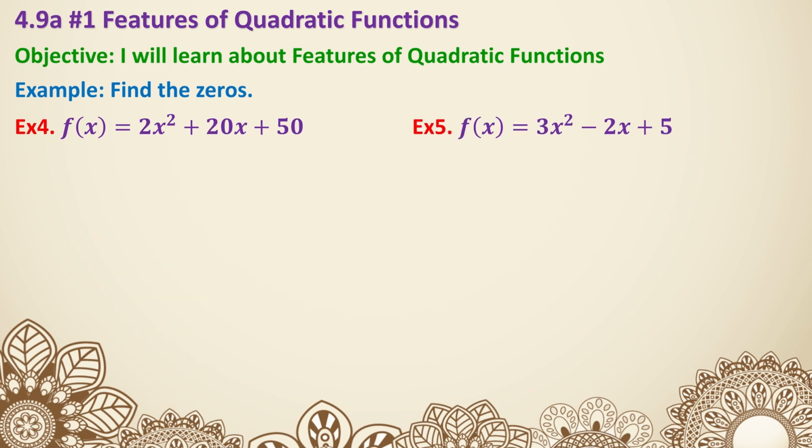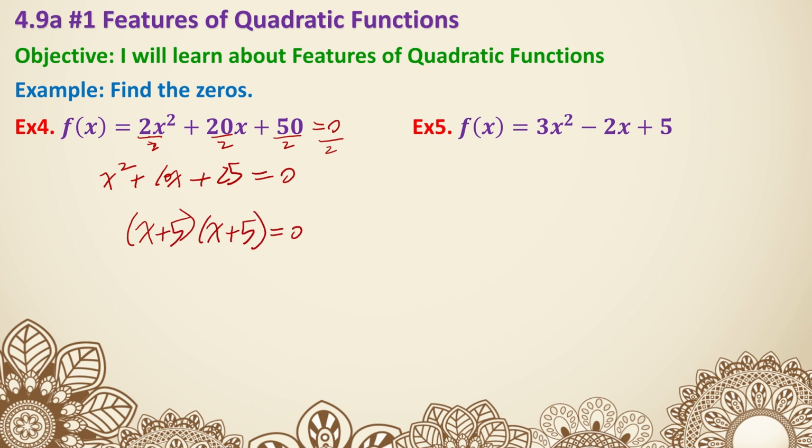Moving on, example 4. Set it equal to 0. You can see there's a GCF we can take out, or we can just divide everything by 2, which is the GCF. We're going to get x squared plus 10x plus 25 equals 0. For this one, you see it's x squared in the front. Even though it's not just x squared, it still has a 10x. You can still choose to complete the square because it's going to be easy. Or you can choose to factor. After factoring, it's going to get us x plus 5 times x plus 5 equals 0. Both of them are going to give us the same zero, which is x equals negative 5.